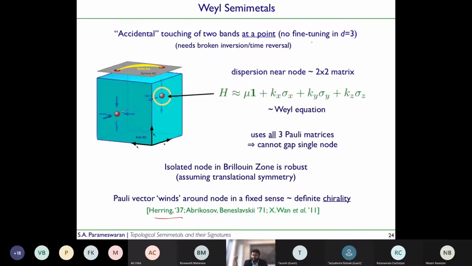So if I have this kind of system, then generically, if a pair of bands touch, the dispersion near the node can always be brought into the form of some overall identity, which is just telling you the zero of the energy, plus kx sigma x, plus ky sigma y, plus kz sigma z. Because the Hamiltonian is Hermitian, and kx, ky, and kz are measured about the point where the bands touch. This is like the Weyl equation of particle physics, but the important thing to look at is that I've used all three Pauli matrices. It means that if I do any small deformation to the problem, I cannot gap a single node.